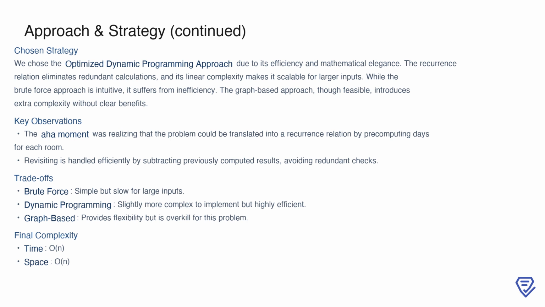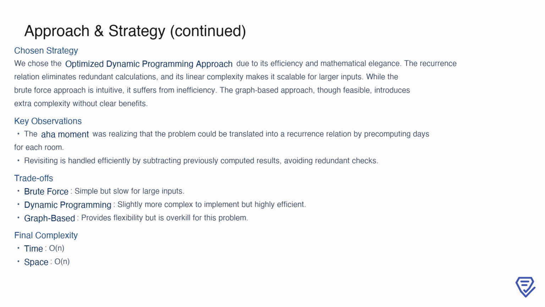A critical insight was realizing that the problem could be reframed as a recurrence relation, allowing us to pre-compute the required days for each room. Revisits are handled elegantly by subtracting previously computed values, avoiding the need for repeated checks. In summary, the dynamic programming strategy strikes the best balance between efficiency and implementation complexity. The final time and space complexity for this solution are both O(n), ensuring it performs well even for the upper limit of input constraints.